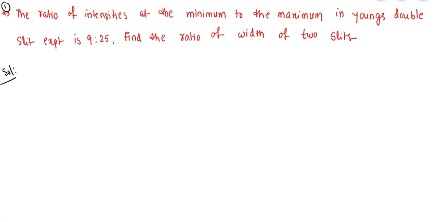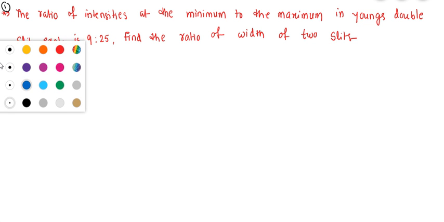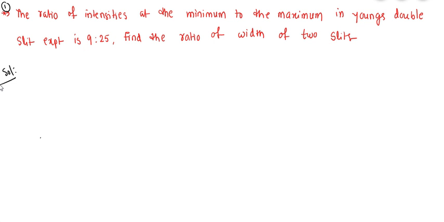You see this question, we will discuss a few problems based on Young's double slit experiment. The ratio of maximum intensity to the minimum intensity. In the question they give the ratio of maximum intensity to minimum intensity as 9 by 25 in Young's double slit experiment. They're asking the ratio of the widths of the two slits, W1 by W2. What is it?